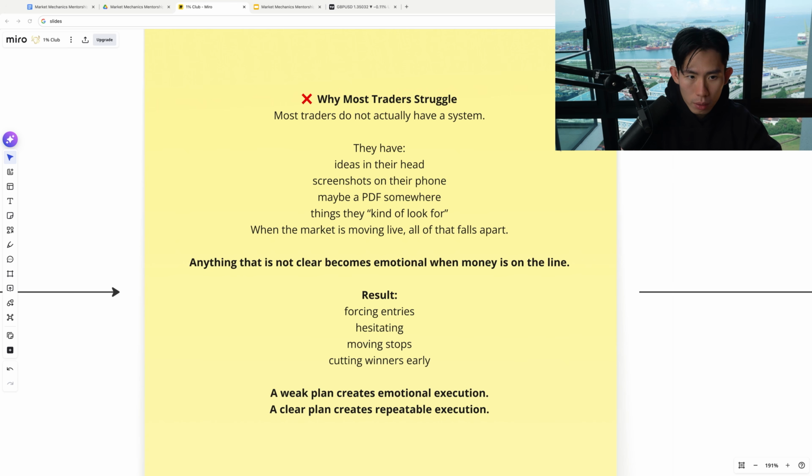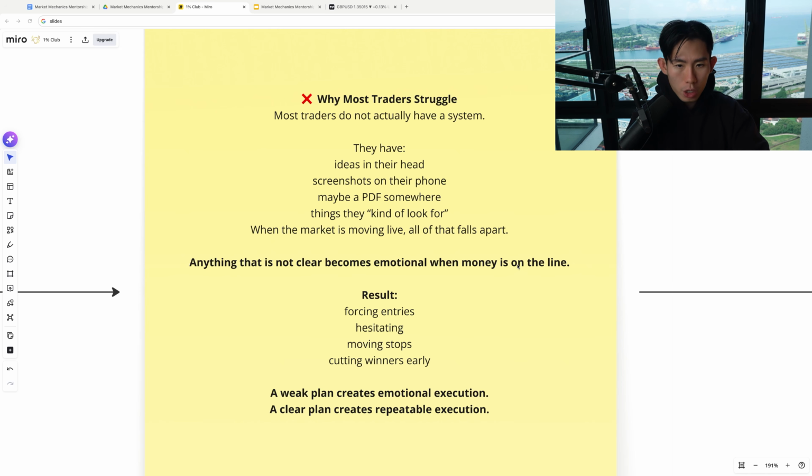But here's the thing. When the market starts moving live, in real-time market conditions, speed matters the most. All right? If you don't know exactly what you are looking for, every single move looks like a trade that is worth entering. Everything starts falling apart because now you're like, should I enter here? Should I enter there? Maybe I should stay out. Maybe I should just wait a little bit more. All of this stupid inner voice starts to cloud your judgment. Anything that is not clear becomes emotional when money is on the line.